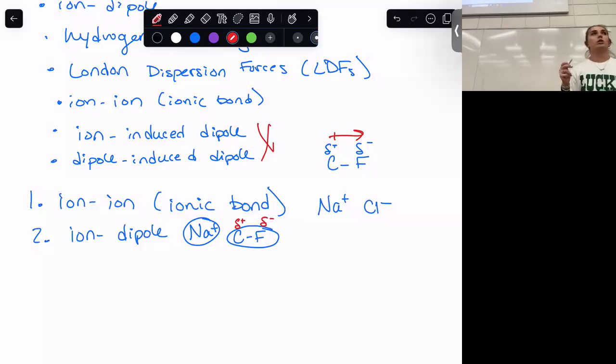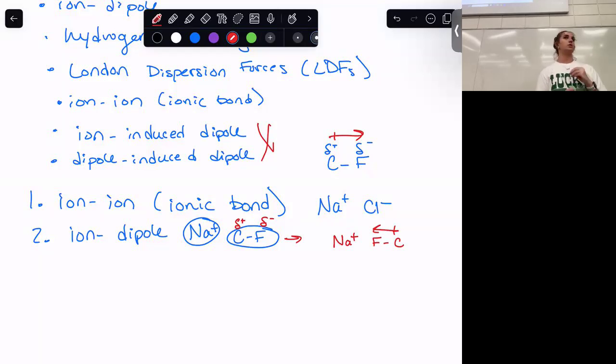Which way would the carbon-fluorine bond interact with the positive charge? Would it react carbon facing it or fluorine facing it? If fluorine would be facing it, why is fluorine going to be facing it? It's negative to positive, right? Just like a magnet. So this is actually going to look like the sodium ion, then the fluorine, then the carbon, right? Everything in the system is going to arrange this way.